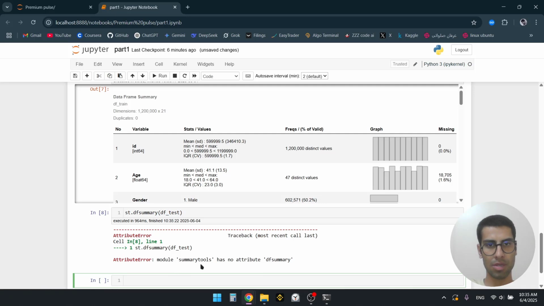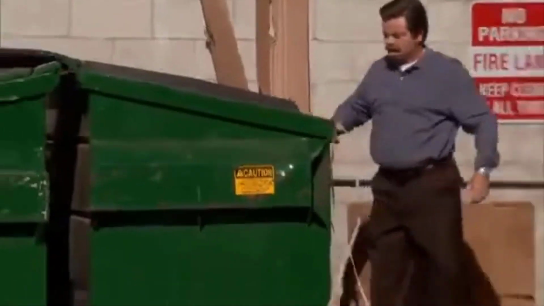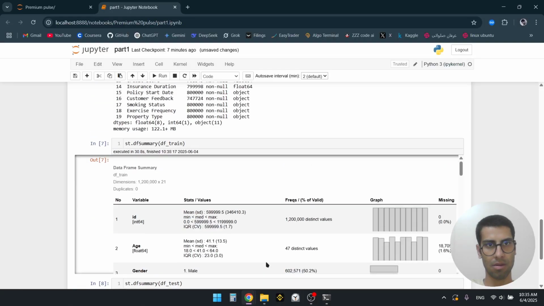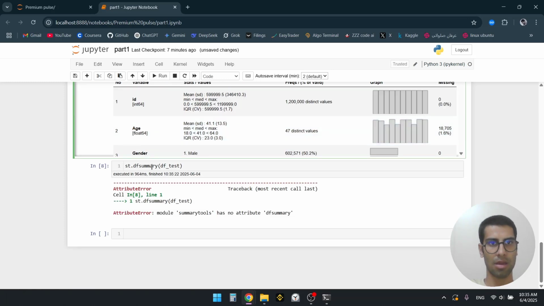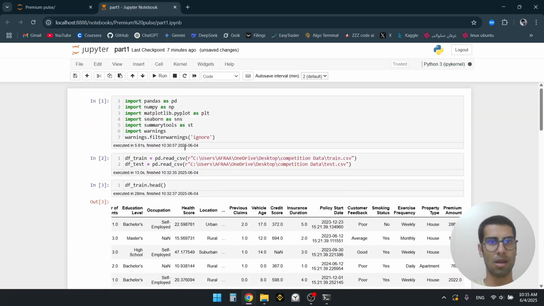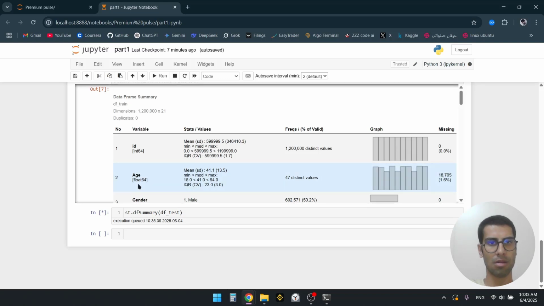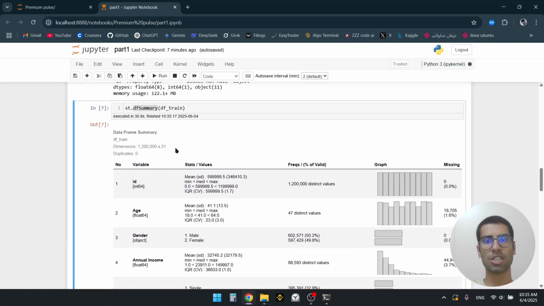Oops, summary tools has no df summary. Why? Let me just see if I copied it wrong. No, it's okay. So what's the problem? Yeah, that's an st. Okay. Anyway, so let's check the information that summary tools provides us.